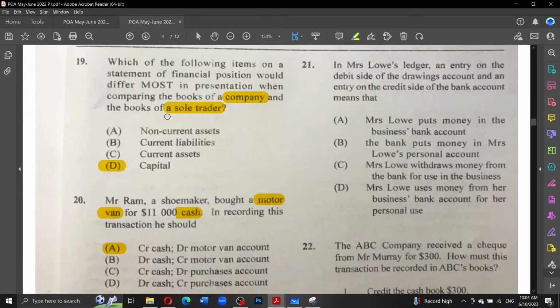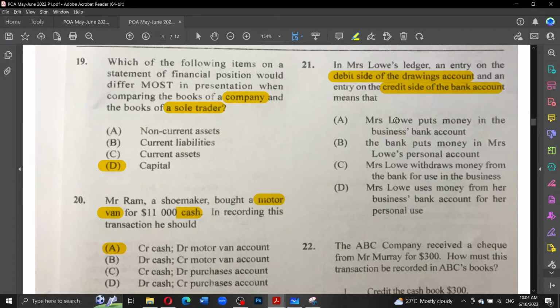In Mistress Lowe's ledger, an entry on the debit side of the drawings account and an entry on the credit side of the bank account means that, so the debit side on the drawings means that this person withdrew money, and a credit side on a bank account means that the asset has been decreased by that amount. So this basically means that the person withdrew money for their own self, not for the business, and they used the bank account. So let's see what we have here, which will match that.